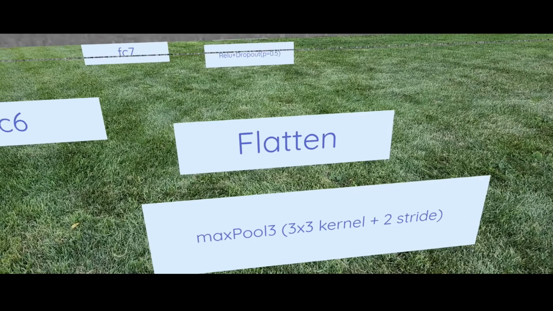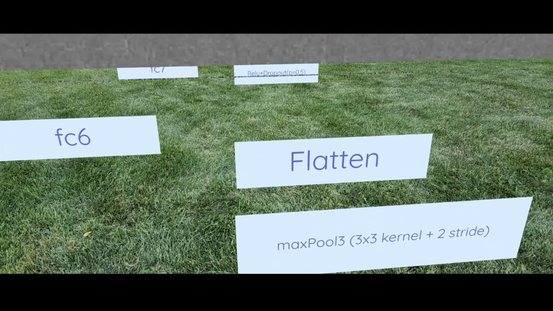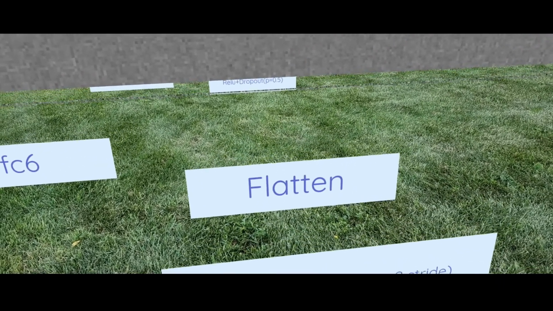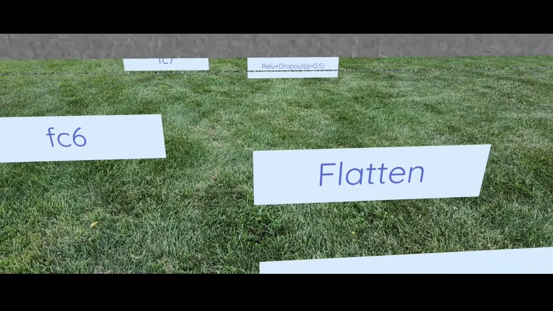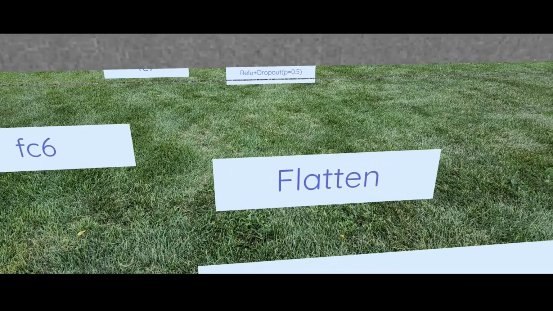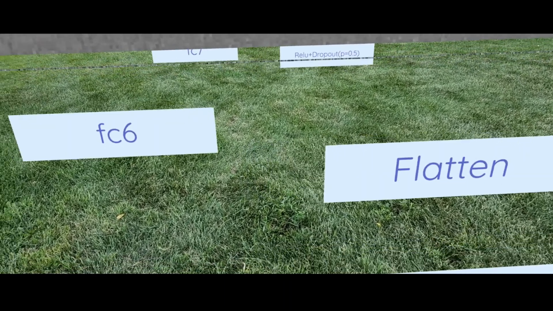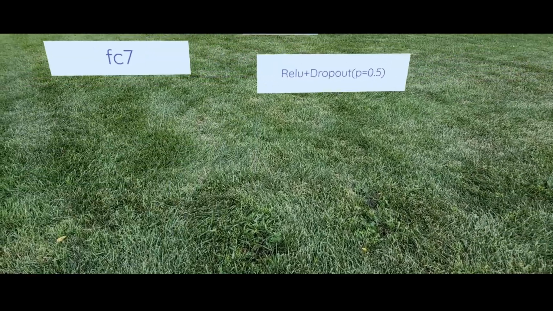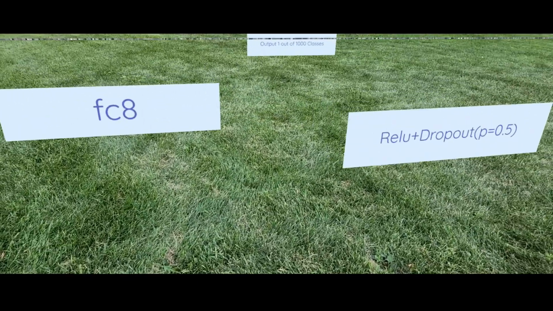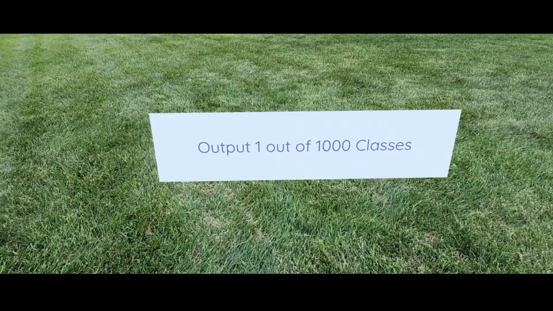Before the flattening step, there's a lot of structure that's getting passed through. Afterwards, it's just a single array of numbers. Then we have this fully connected step, and fully connected step, fully connected step, and then we output to one of 1,000 classes.